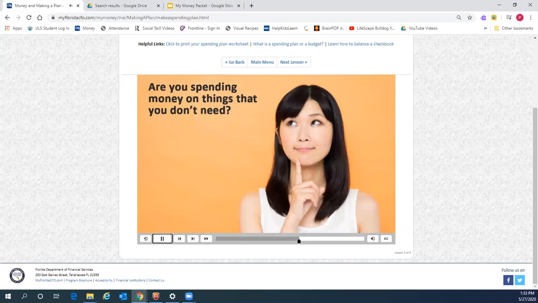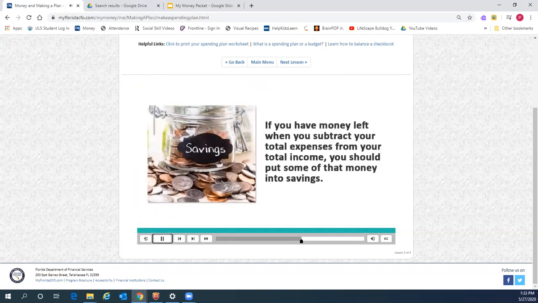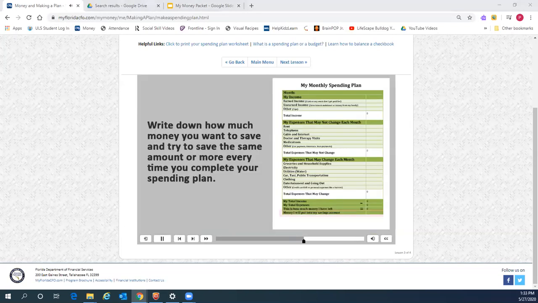Are you spending money on things that you don't need? What are some things that you won't do next month in order to save money? If you have money left when you subtract your total expenses from your total income, you should put some of that money into savings. On your spending plan, write down how much money you want to save and try to save the same amount or more every time you complete your spending plan.